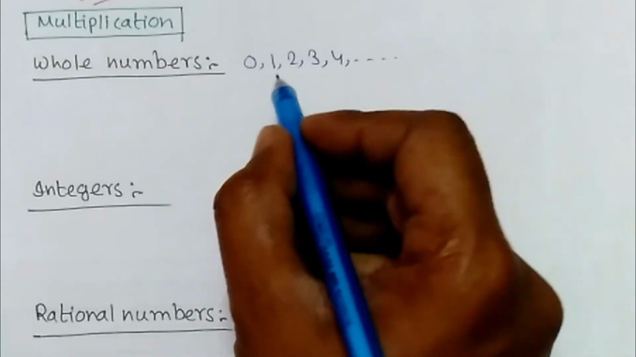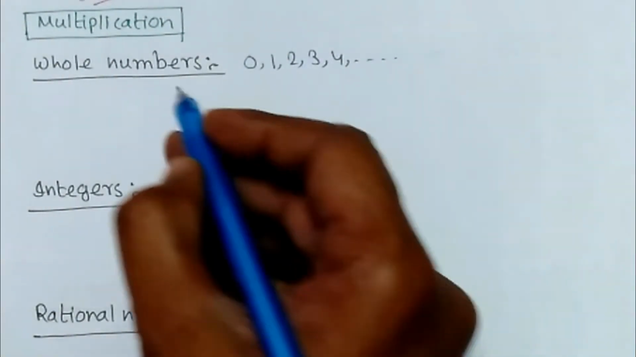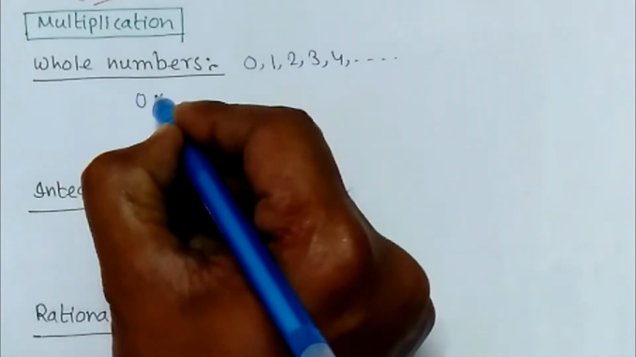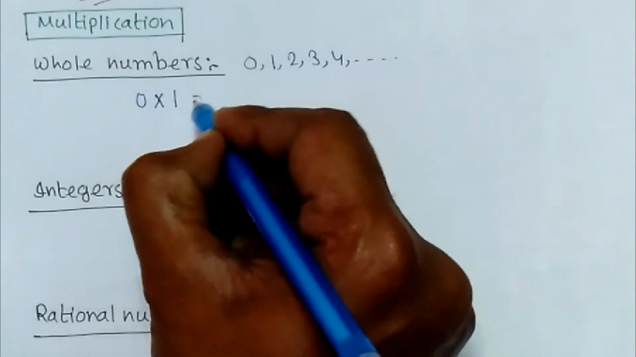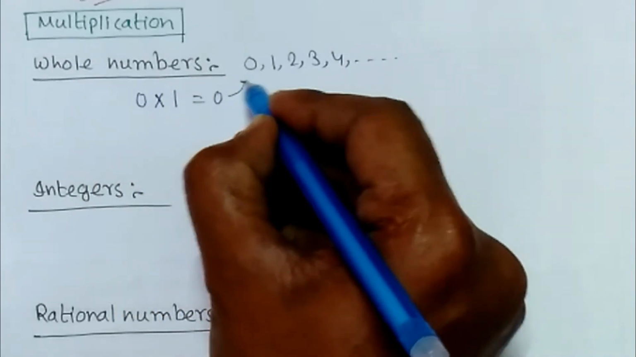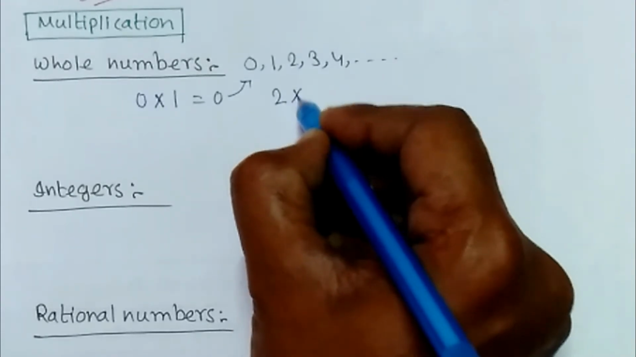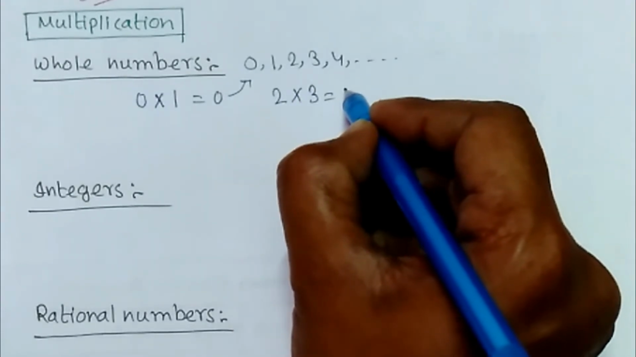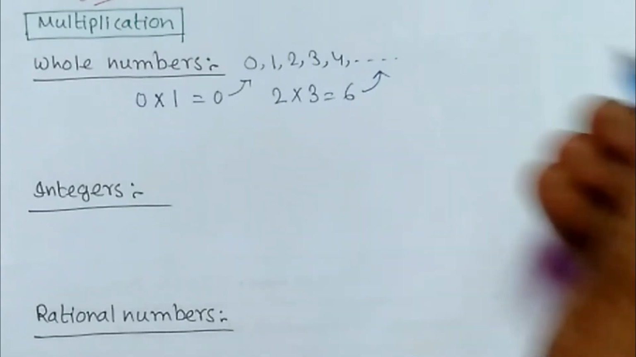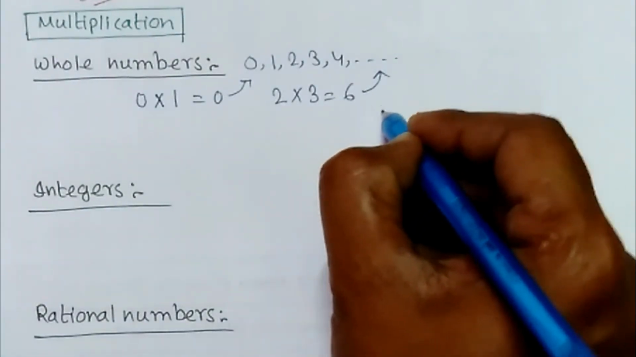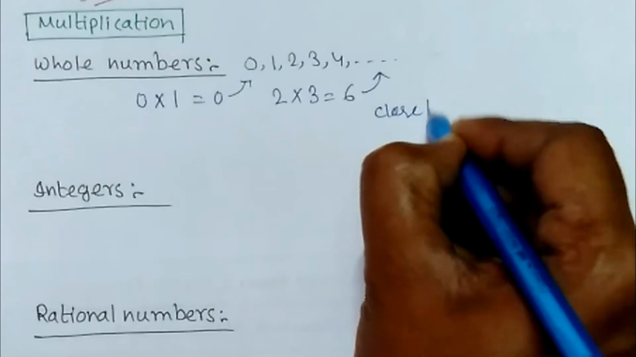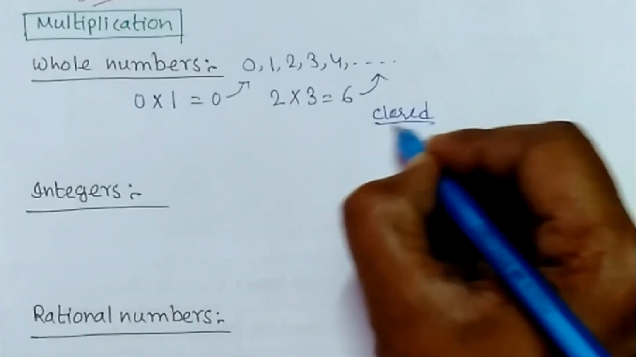For whole numbers 0, 1, 2, 3, 4, etc., if we choose 0 and 1 and multiply them, then we will get 0, which belongs to the whole numbers. If we choose 2 and 3 and multiply them, then this will give us 6, which is also a whole number. So whole numbers are closed under multiplication, right?